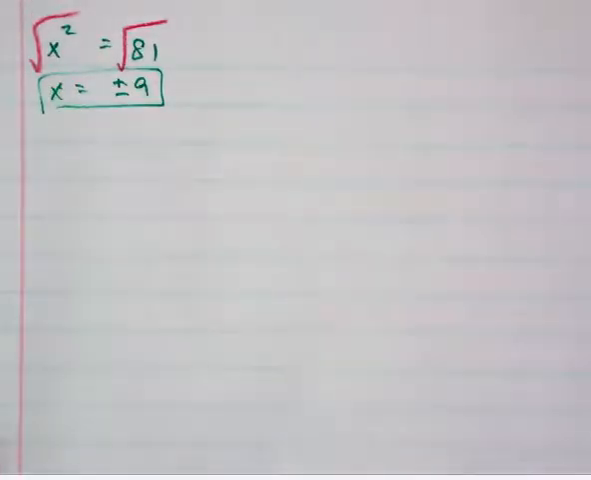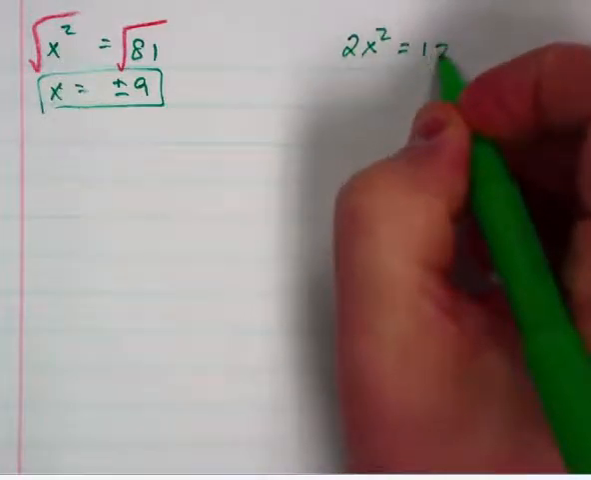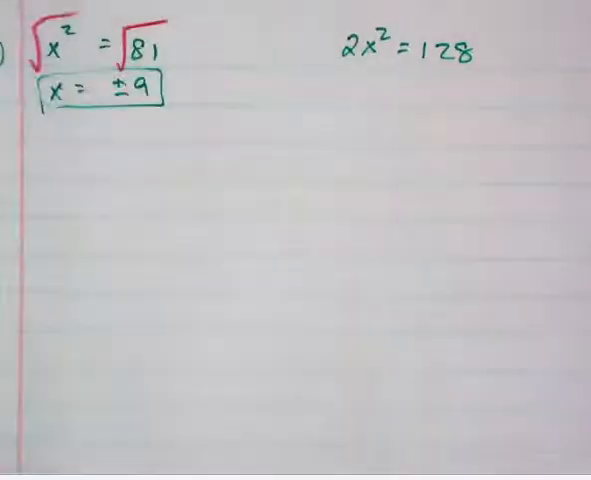If I were to do something like 2x squared equals 128. So this was number 1.